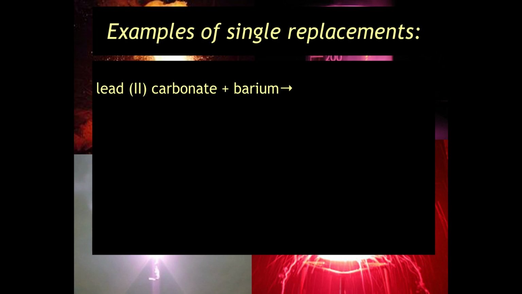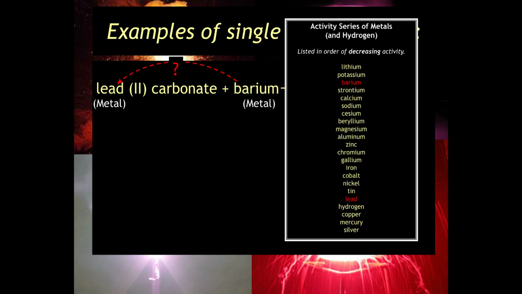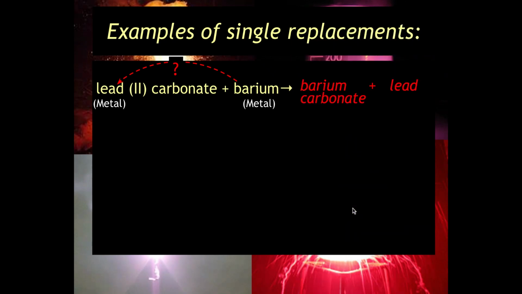Okay, here's another example of a single replacement. Lead 2 carbonate plus barium yields what? Lead is a metal. Barium is a metal. So if this reaction does occur, you will swap out the barium with the lead. But we have to figure out, is barium more active than lead? Barium is higher on the list than lead. So yes, this reaction occurs, and you get barium carbonate plus lead.